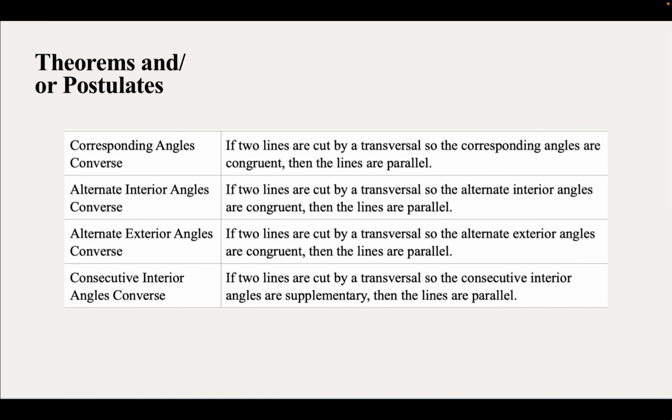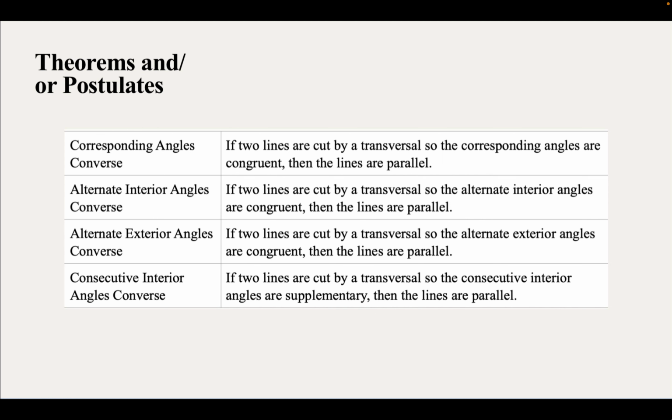We've got four postulates or theorems here. Corresponding angles converse, alternate interior angles converse, alternate exterior angles converse, and consecutive interior angles converse. We've had theorems about these angles before. If the lines are parallel, then the corresponding angles are congruent, and so on.